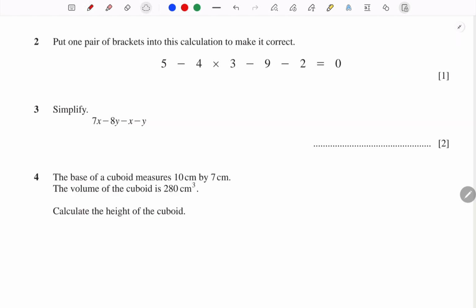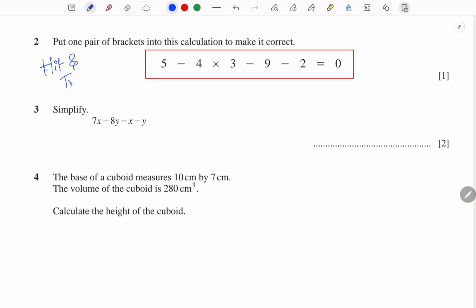Now let's solve the second question. Put one pair of brackets into this calculation to make it correct. So we have been given this expression. Right now this expression is incorrect, but we have to insert one pair of brackets in such a way that this expression holds true. So the only way we can solve this question is by hit and trial.